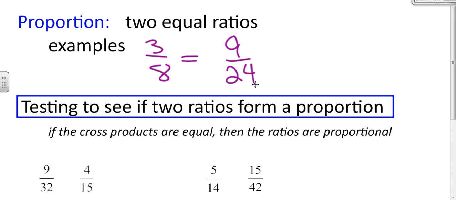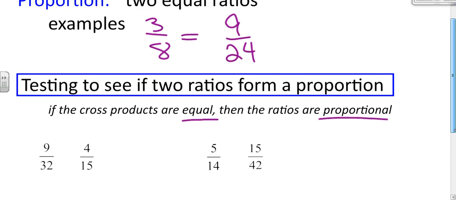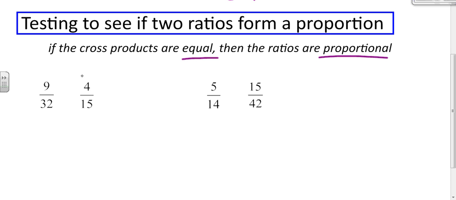We can test to see if two ratios form a proportion. The way we do that is if the cross products are equal, then the ratios are proportional. If I want to see if 9/32 is proportional to 4/15, I'm going to multiply 32 times 4. That's 128. Then I'm going to multiply 9 times 15. That's 135. So these are not proportional.